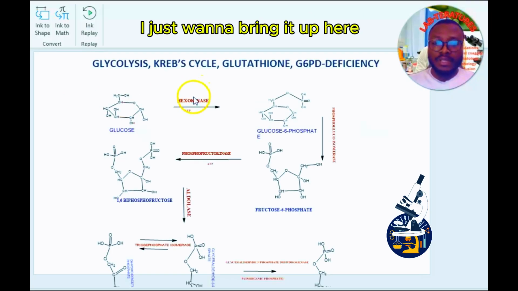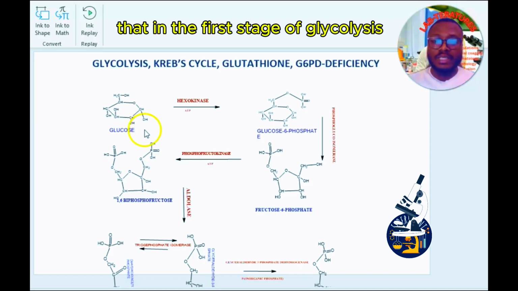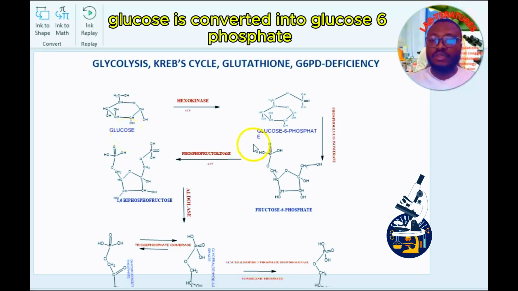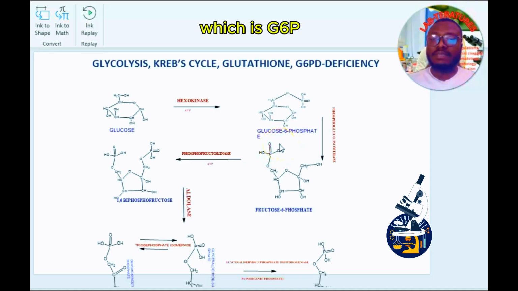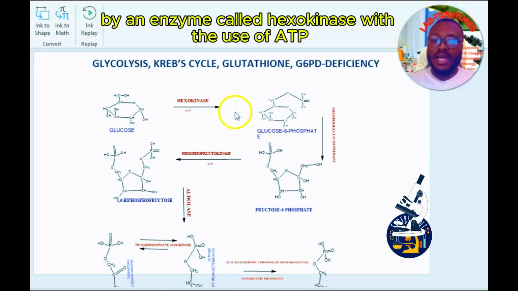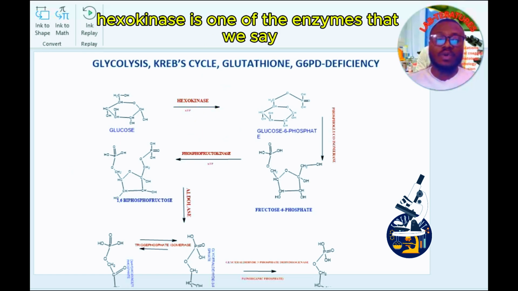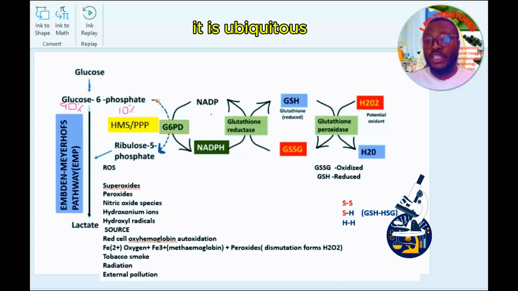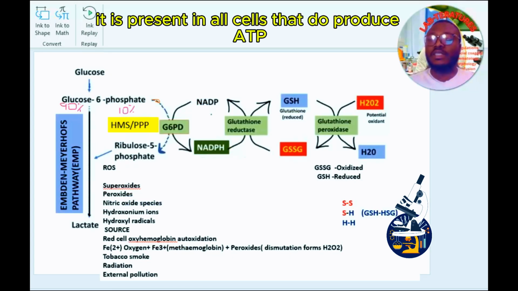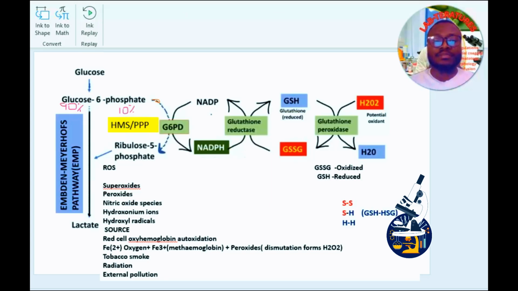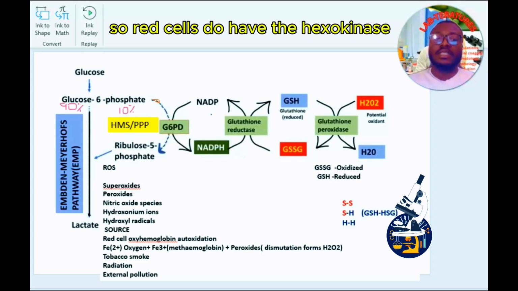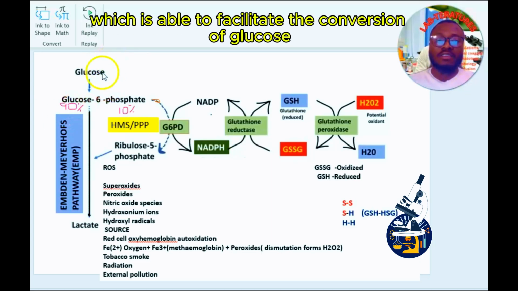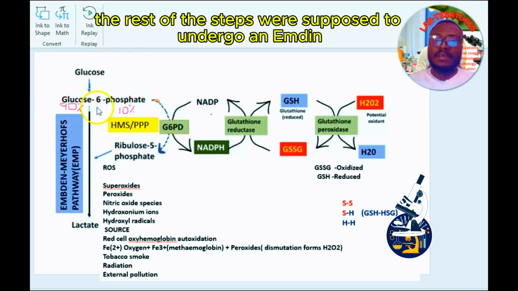I just want to bring it up here, that in the first stage of glycolysis, glucose is converted into glucose 6-phosphate, which is G6P, by an enzyme called hexokinase with the use of ATP. And of course, hexokinase is one of the enzymes that we say is ubiquitous. It is present in all cells that produce ATP or undergo glycolysis. So red cells do have hexokinase, which is able to facilitate the conversion of glucose to glucose 6-phosphate. The rest of the steps were supposed to undergo the Embden-Meyerhof pathway.